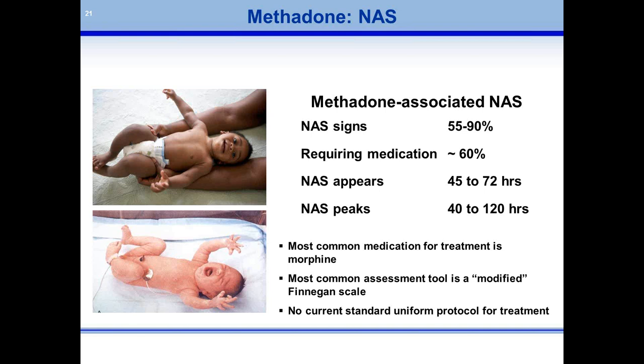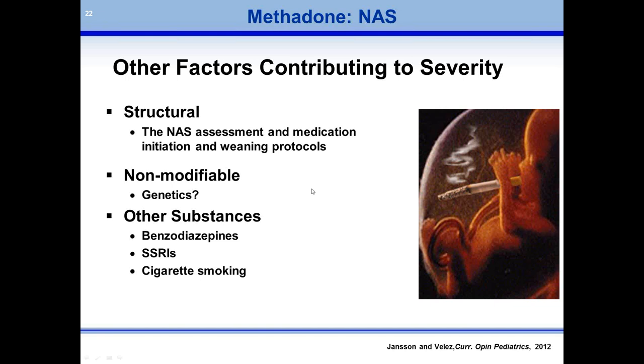In terms of methadone and neonatal abstinence syndrome, approximately 55 to 90% of babies exposed to methadone prenatally will have signs of neonatal abstinence syndrome, and around 60% will require treatment for it. The most common medication used to treat it is morphine. The most common scale is the Finnegan scale, although it seems like every hospital I talk to has modified the Finnegan scale in some form or another. Unfortunately, right now we don't have any standard uniform protocols for treatment. Hopefully, with the studies that are ongoing, we will have some answers and be able to know which medication is best to treat neonatal abstinence syndrome.